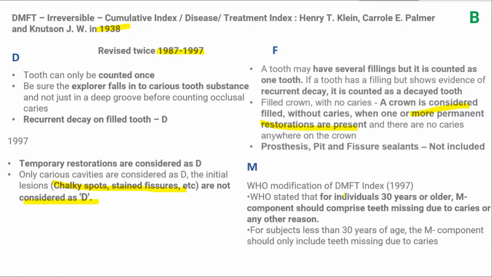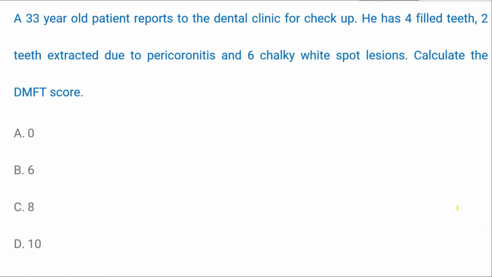And he is 33 years old. So for individuals older than 30, the M component should comprise all teeth missing due to reasons other than caries also. So using this calculation, we will take only these 4 filled teeth and 2 extracted teeth as positive, meaning 4 plus 2 is 6. So the answer is 6.